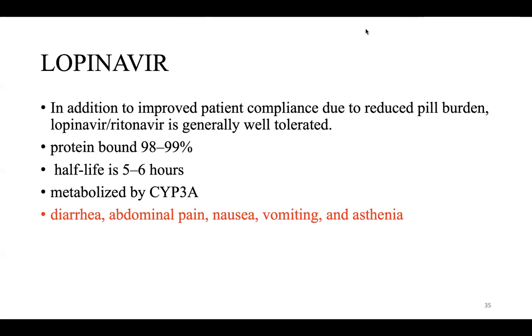Lopinavir is currently formulated only in combination with ritonavir, which inhibits the cytochrome P3A mediated metabolism of lopinavir, resulting in increased exposure to lopinavir. In addition to improved patient compliance due to reduced pill burden, lopinavir/ritonavir is generally well tolerated. Lopinavir should be taken with food to enhance bioavailability. The drug is highly protein-bound and its half-life is 6 hours.